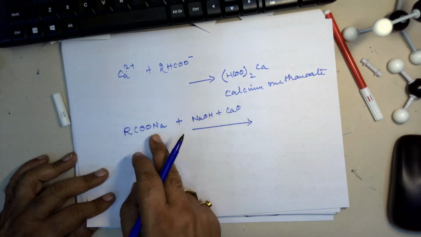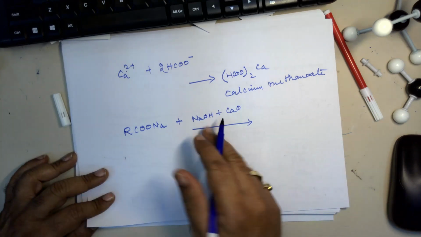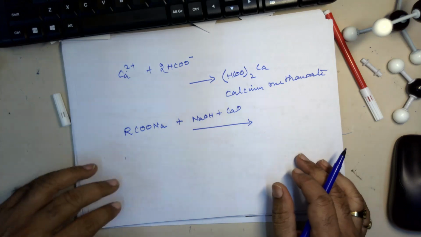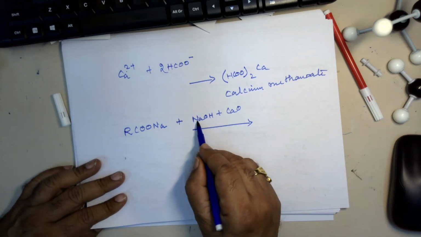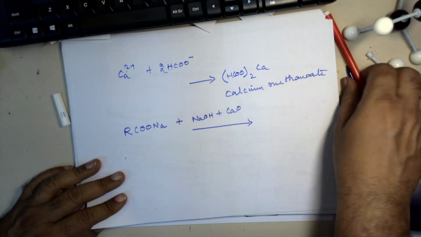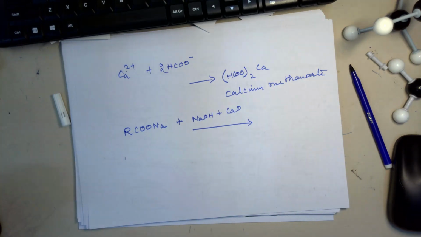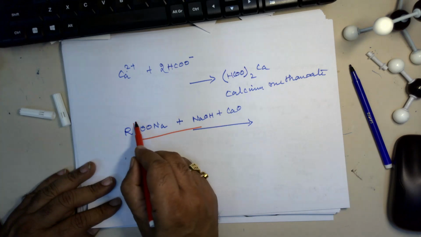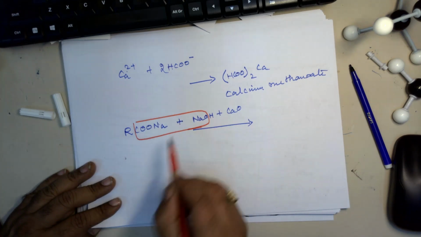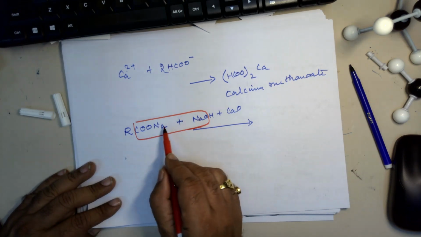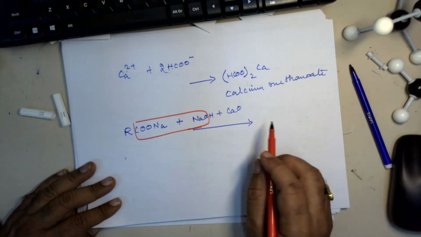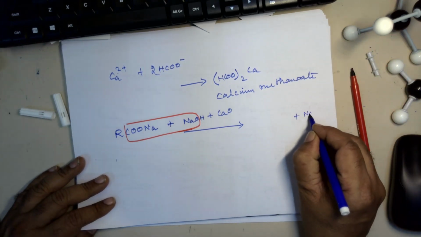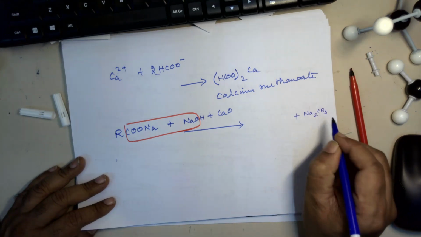And when you use this, what happens? Decarboxylation takes place. Decarboxylation means one carboxylate anion will be removed from this. Now listen carefully, how I am taking, that is from this. So what is this? Na2CO3, right? So the Na2CO3 will be removed. This process is called decarboxylation.